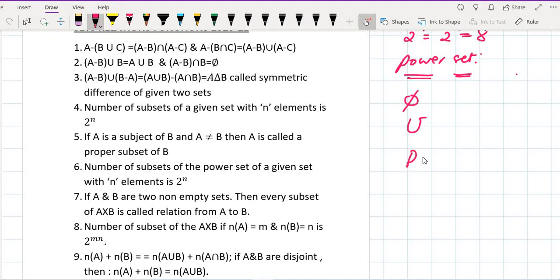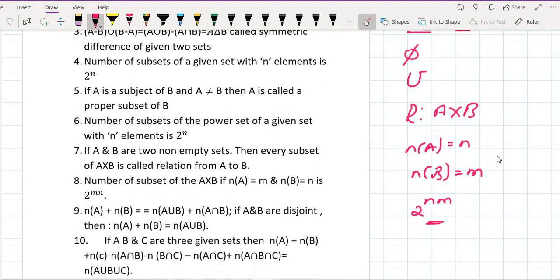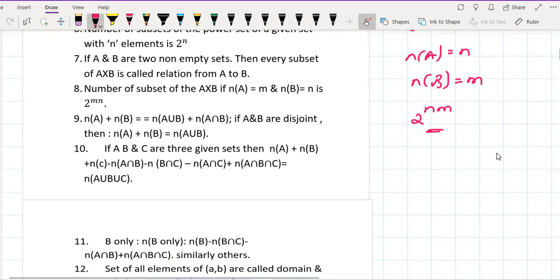Next come to the point relation. Relation is denoted by R always, it is a subset of A cross B. A cross B is the Cartesian product of A and B. So relation is a subset of A cross B. Suppose n of A is n, n of B is m. Then the number of relations that can be formed is the number of subsets actually. So that is 2 to the power mn. All the formulas are given in the synopsis.